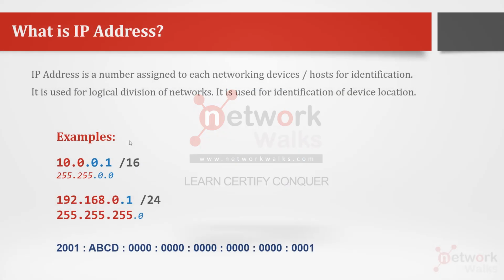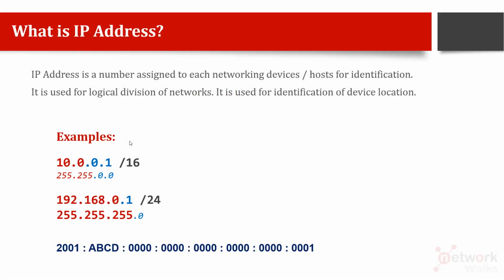What is an IP address and how many types of IP addresses are there in total? An IP address is a number which is assigned to every networking device, every computer, every mobile phone, every printer, every security camera, because we need an identification. Just like you and me, we have our passport number, our national ID card number.